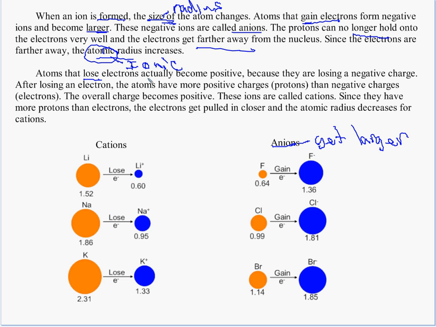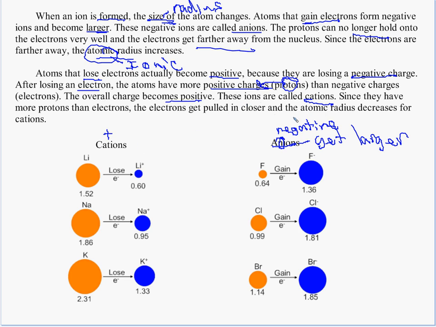Atoms that lose electrons, those are positive. They become positive, right? Because they're losing a negative charge. After losing an electron, the atoms have more positive charges, those are the protons, than negative charges. The overall charge becomes positive. That's what we just saw at the top. These ions are called cations. Hey, quick way to remember this. Cations, the T looks like a plus for positive. Anions, they've got an N for negative. So N for negative. Good way to remember it.